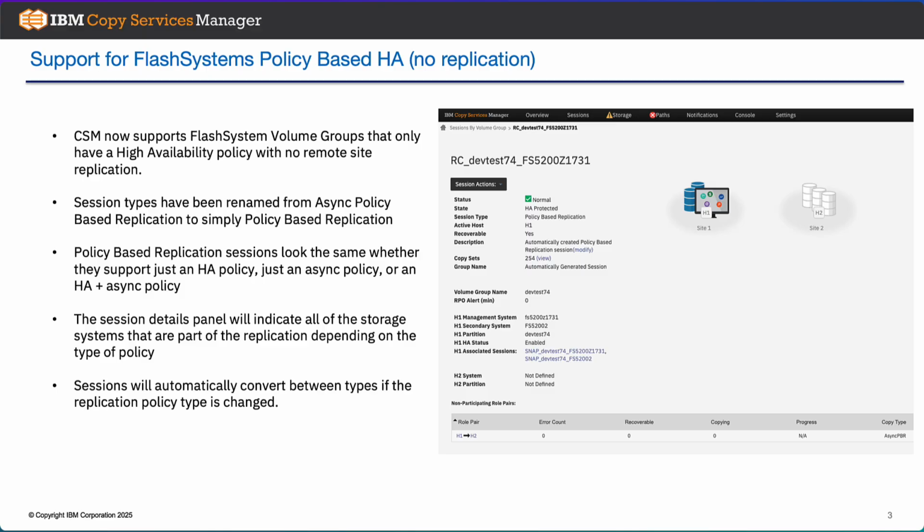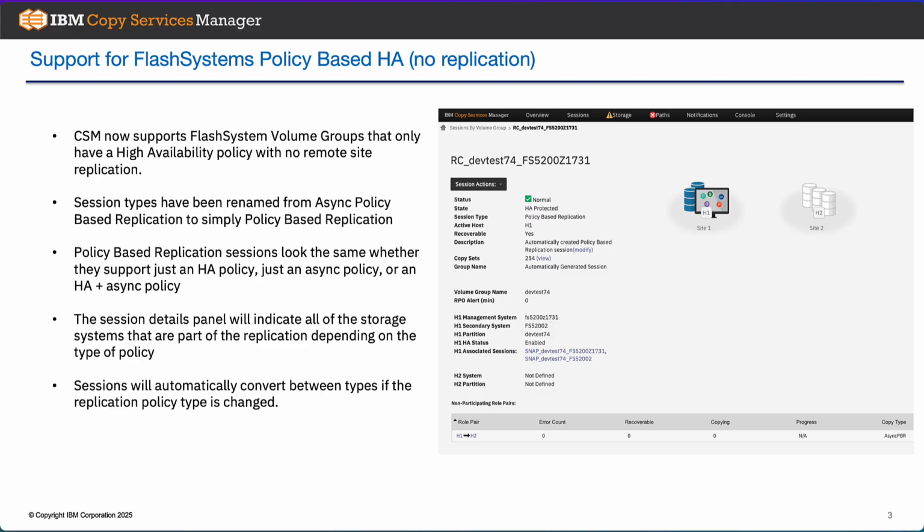But just to show you what it looks like, in the picture on the right-hand side there, in a normal PBR setup, we have an H1 and H2, a local site and remote site. But in this case, for just HA, you'll notice we still have that setup. And the reason why we still show those pictures is because we still use the same session type. We've changed it from an asynchronous policy-based replication session type to a generic policy-based replication session type. And with that, you can see the same kind of information, management system, secondary management system, but in this case, you won't see any H2 systems.